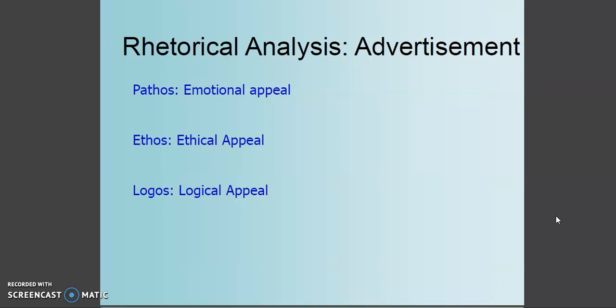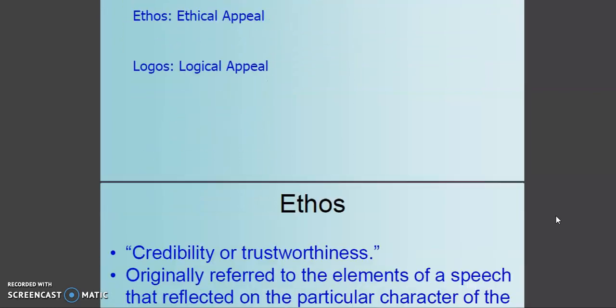So these rhetorical appeals originally come from written rhetoric. When we say the word rhetoric, we are talking about writing. But it doesn't just have to apply to writing now.